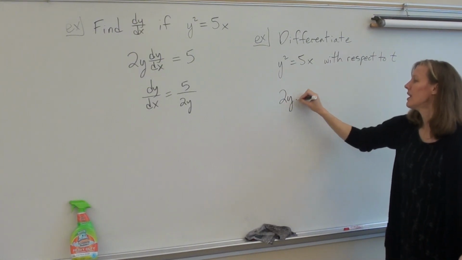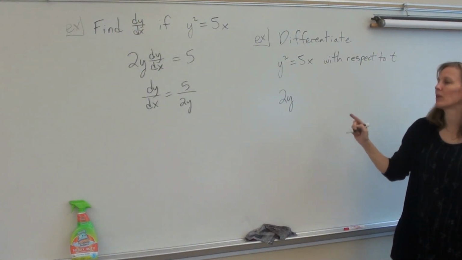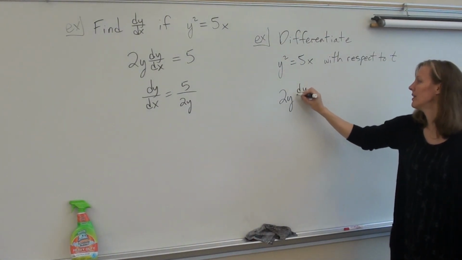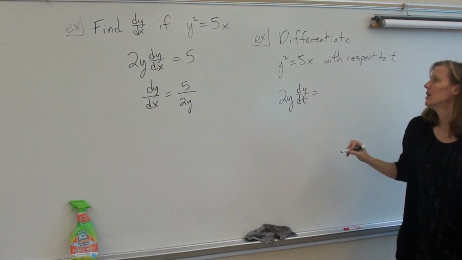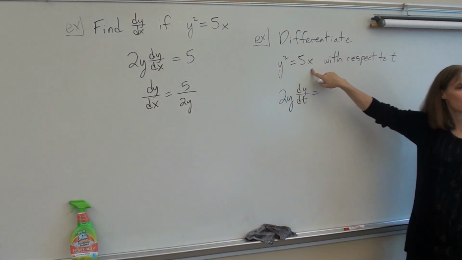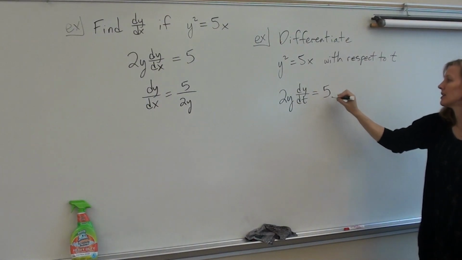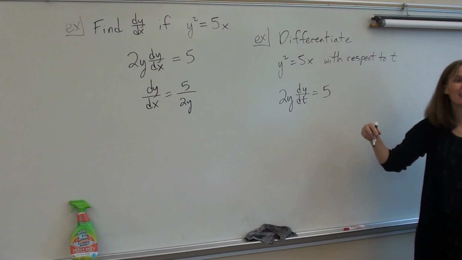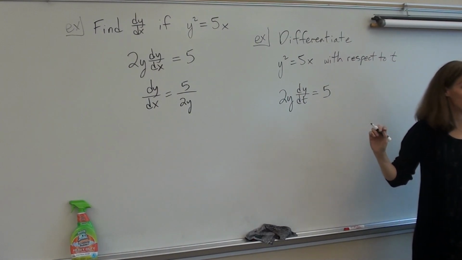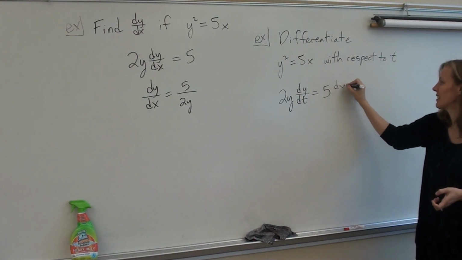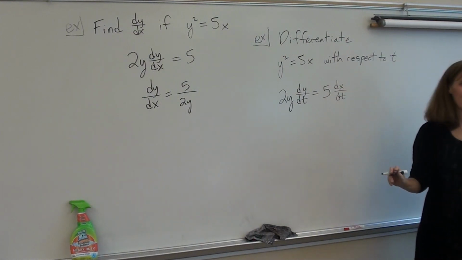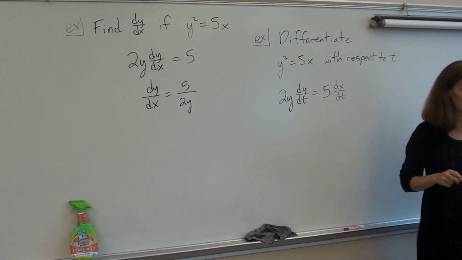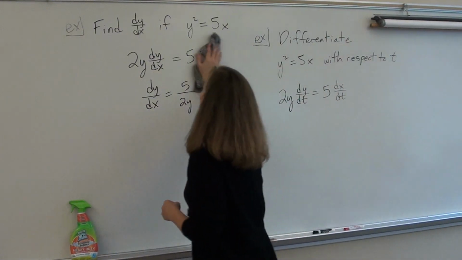The derivative of y squared is 2y. Now, what would I multiply by? What would my differential be for this? dy dt. Very good. The derivative of 5x is just 5, but I'm differentiating with respect to t, so I have to multiply this by dx dt. Beautiful. Yes, dx dt. And then you just stop there. There's nothing to solve for. Very good.